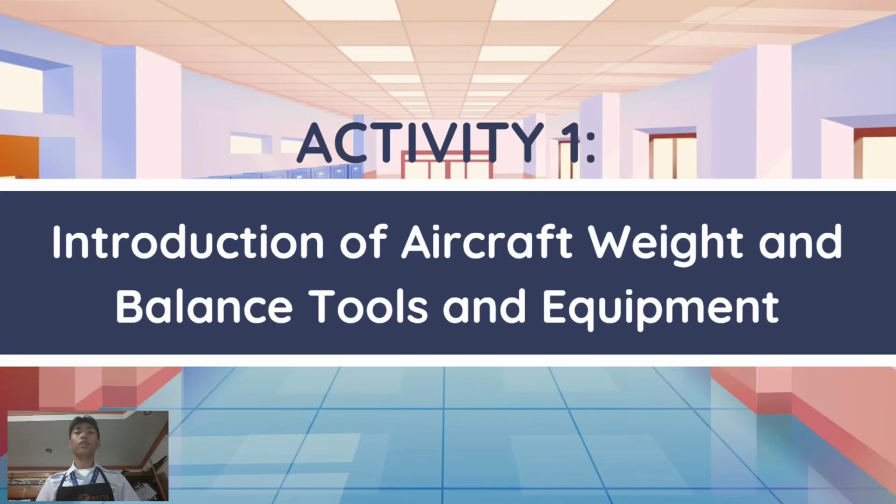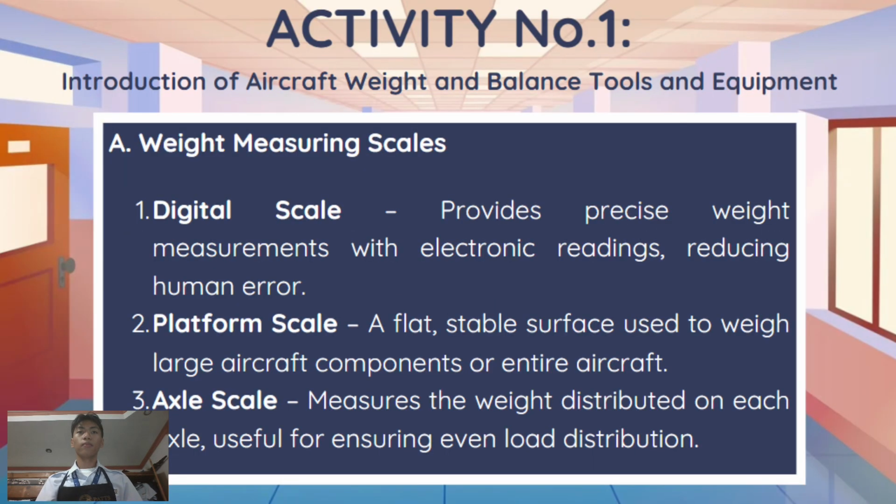Activity 1. Introduction of aircraft weight and balance tools and equipment. A. Weight measuring scales. Number 1. Digital scale. Provides precise weight measurements with electronic readings, reducing human error. Number 2. Platform scale. A flat, stable surface used to weigh large aircraft components or entire aircraft. 3. Axle scale. Measures the weight distributed on each axle, useful for ensuring even load distribution.